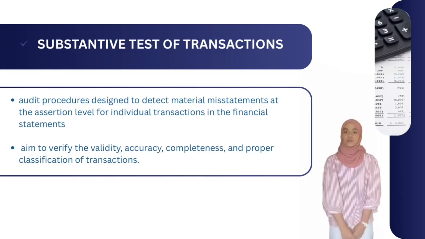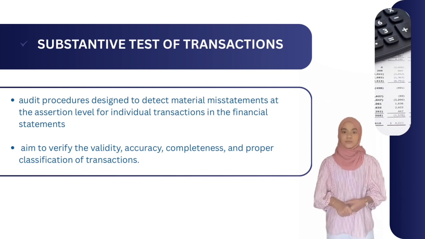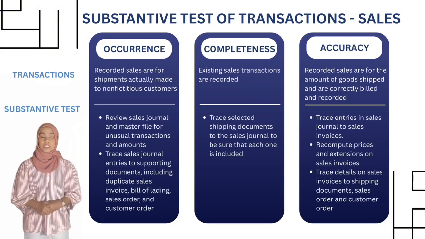I would like to share about substantive tests of transactions. Substantive tests of transactions are audit procedures designed to detect material misstatements at the transaction level for individual transactions in the financial statements. These tests aim to verify the validity, accuracy, completeness, and proper classification of each transaction. First, substantive tests of transactions for sales are audit procedures performed to detect material misstatements related to sales transactions in the financial statements. Let's go through them one by one.